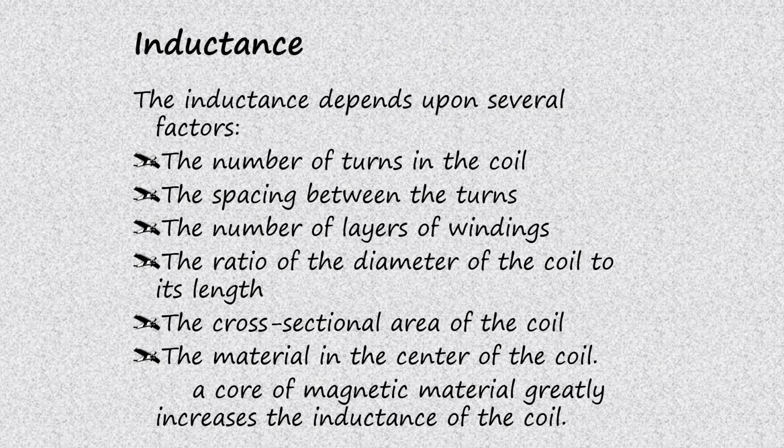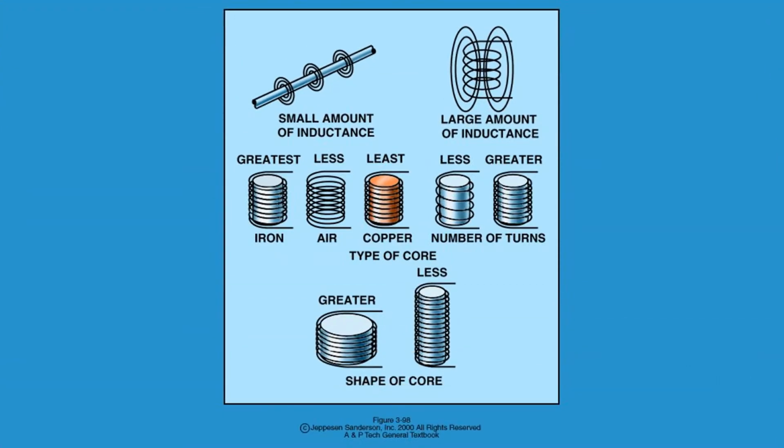The inductance depends upon several factors: the number of turns in the coil, the spacing between the turns, the number of layers of windings, the ratio of the diameter of the coil to its length, the cross-sectional area of the coil, and the material in the center of the coil. A core of magnetic material greatly increases the inductance of the coil. Here we have illustrated several of the factors affecting inductance.